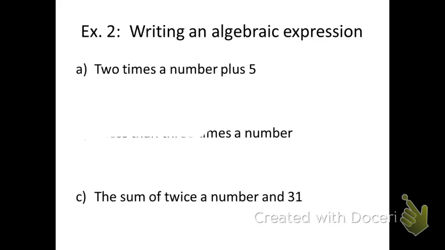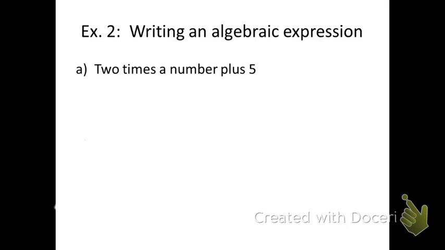Looking at letter A, we could find a few different indicator words. For example, we have this word plus. We could put this plus down here. And we have this 5 after. We could just stick that at the end.